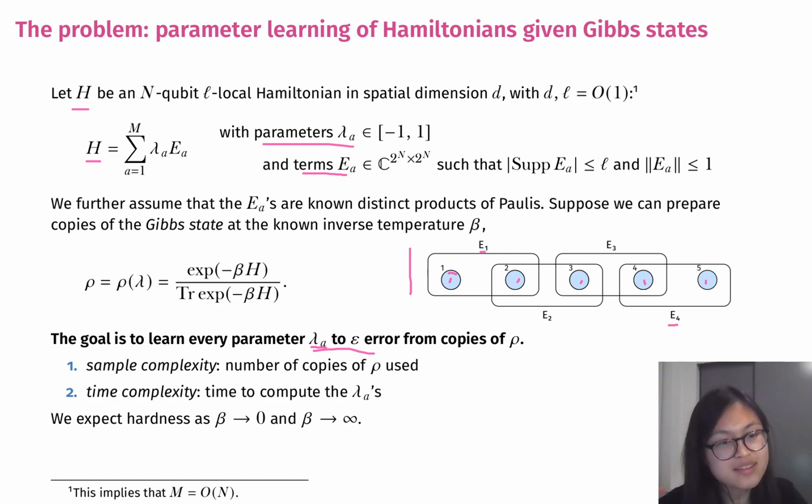And something to note is that we would expect this problem to be hard as beta goes to 0, because when beta goes to 0, then rho tends to the maximally mixed state, or the identity. And so you lose all the information about H. And so you're not able to estimate the parameters. Similarly, as beta goes to infinity, you expect hardness, because then rho converges to the ground state. And again, you lose information. So these are the two regimes in which you would expect hardness.